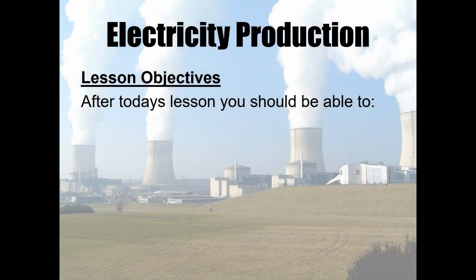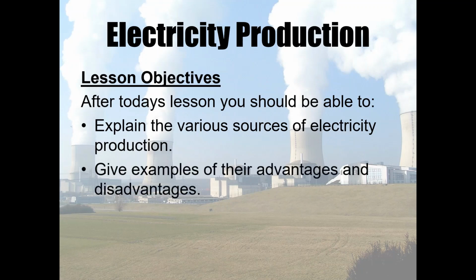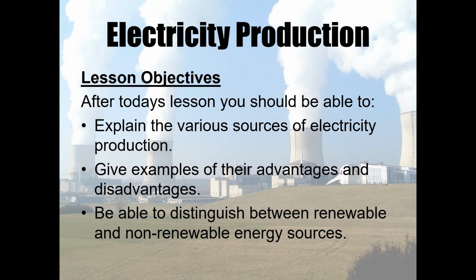Okay, so our lesson objectives. We need to be able to explain the various sources of electricity production, so you have given a brief outline of how they all work. We also need to be able to give advantages and disadvantages of each of those different types of electricity production. And finally, we need to be able to distinguish between renewable and non-renewable resources.